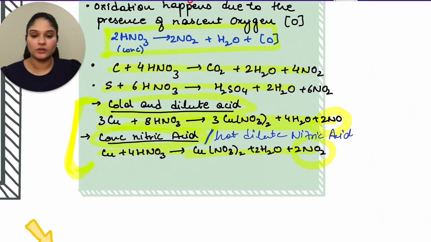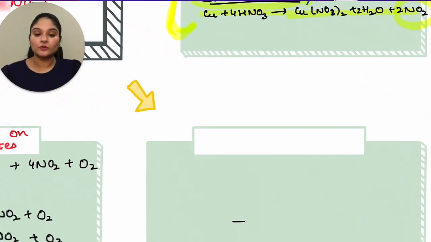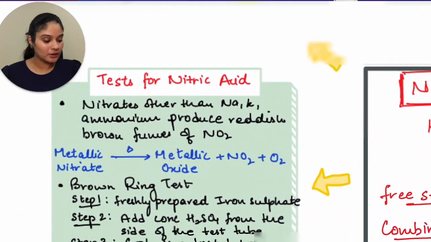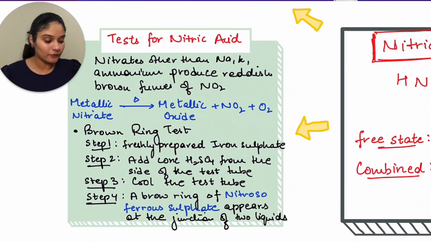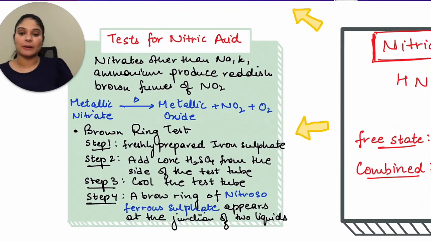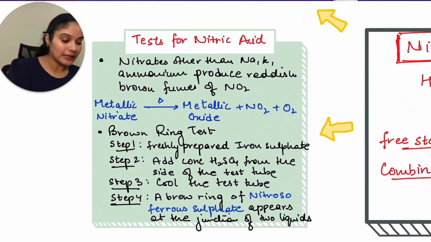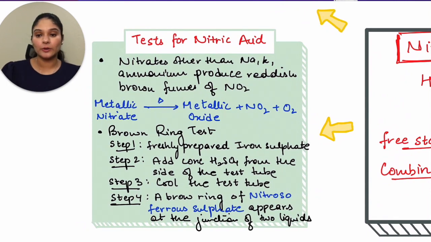You can mention that. Now let's move to the next property. Next you have tests of nitric acid. There you have two tests that you have to specifically remember. The first is that nitrates other than sodium, potassium, ammonium produce reddish brown fumes of NO2.